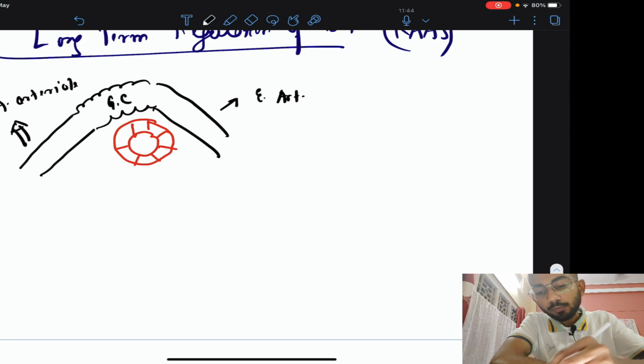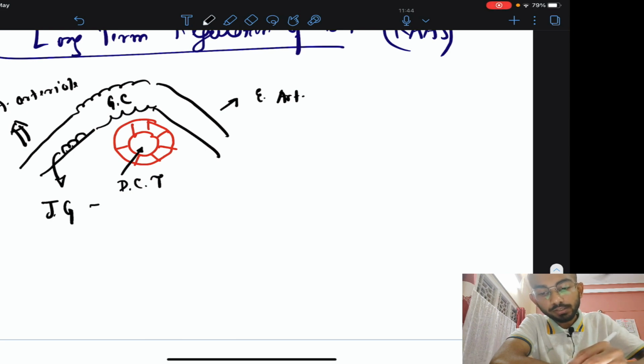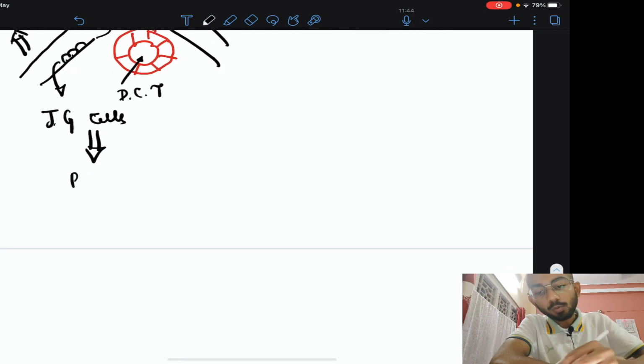So we will see that the myoepithelial cells which are present at the afferent arteriole undergo some modification, which are in close association with this distal convoluted tubule. This is what? Distal convoluted tubule. So close to this DCT, there are some myoepithelial cells which undergo modification to form which cells? To form the JG cells, or the juxtaglomerular cells. Guys, these juxtaglomerular cells produce a hormone called renin.